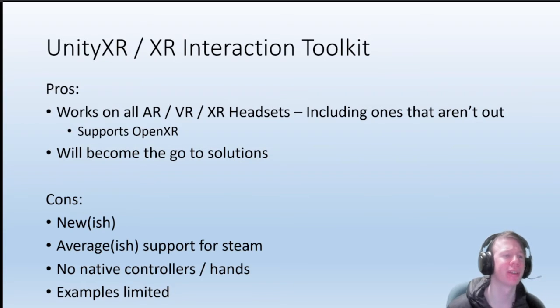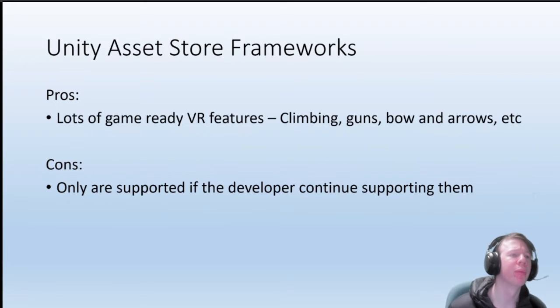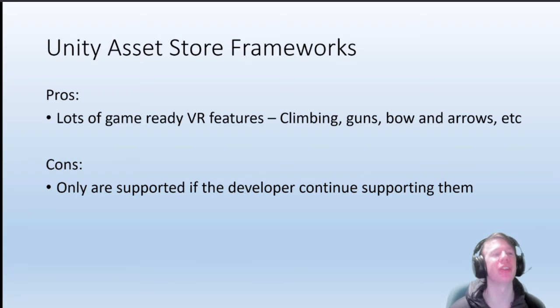It doesn't have things like VR climbing, which is where the next one comes in: Unity Asset Store frameworks. The people on the Asset Store are creating these frameworks that have everything built in. Like climbing, guns, bows, all these features that you want in your VR game, and you can just drag and drop them. The only main downside is that you have to learn the code base, and you have to trust that they're stable. If I was developing a game, I definitely would use one of these, probably, at least as a starting point.